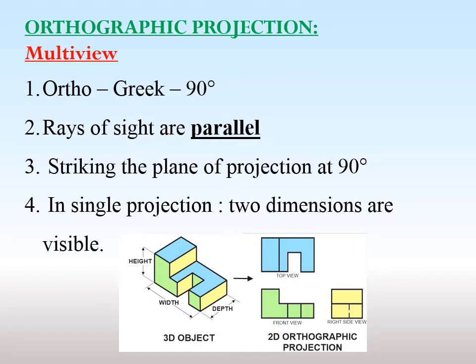Consider this figure which is shown on the left side. It is a three-dimensional object. If I want to visualize the three-dimensional object through the multi-view projection, I need to integrate at least 3 to 4 views, that is front view, top view, right side view. If I integrate these views together, I can get the realistic image of the three-dimensional object.